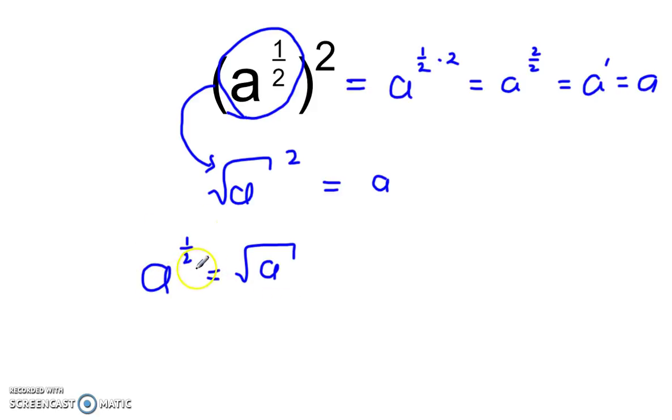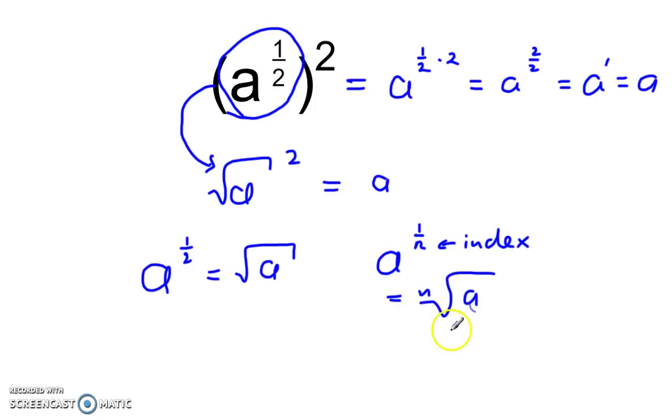Now, where do we get the square? Right here, that 2. That's the index. So a to 1/n, there's the index, would equal the nth root of a. Staying with me here?